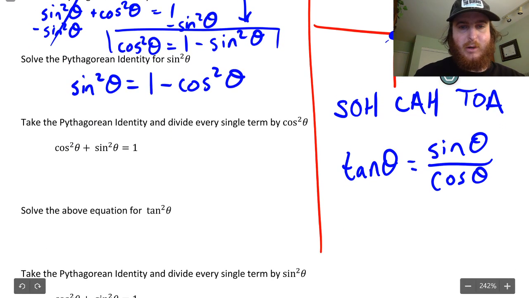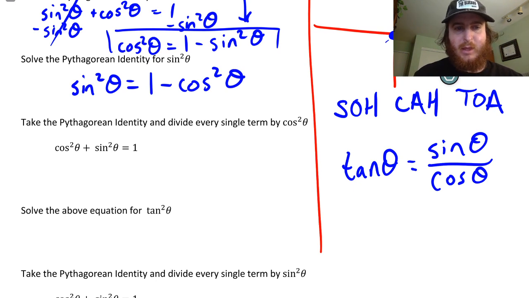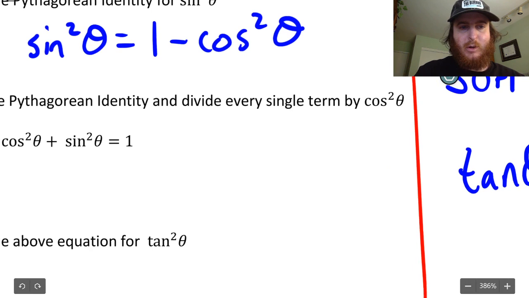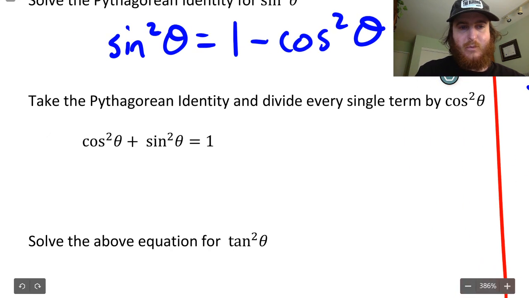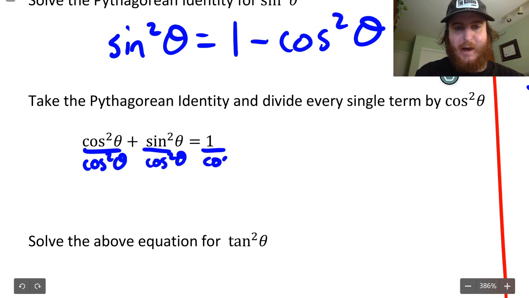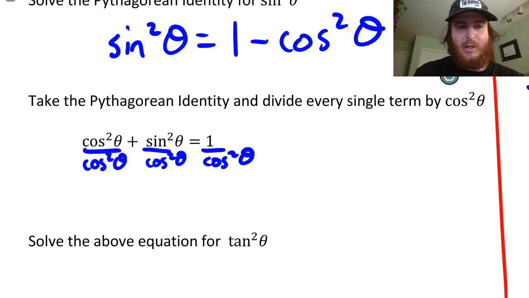The next thing we're going to do is a little bit trickier. We're going to divide every single term by cosine squared theta, and we'll see why in a minute. So let's divide this by cosine squared theta, cosine squared theta, cosine squared theta. In math, you can always multiply or divide every single term by the same thing without changing the equation. So the reason we're going to do this is when we do that, cosine divided by cosine just becomes 1.